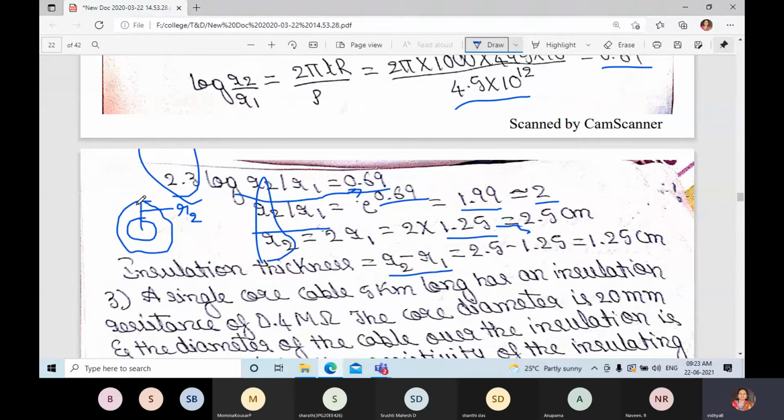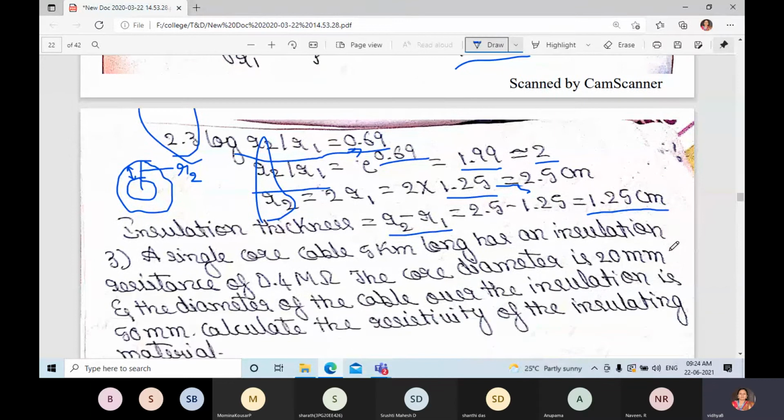So we want only the thickness value. So what we need to do? R2 minus R1. R2 minus R1 is equal to 2.5 minus 1.25. So you'll get 1.25 centimeter. That is the insulation thickness.